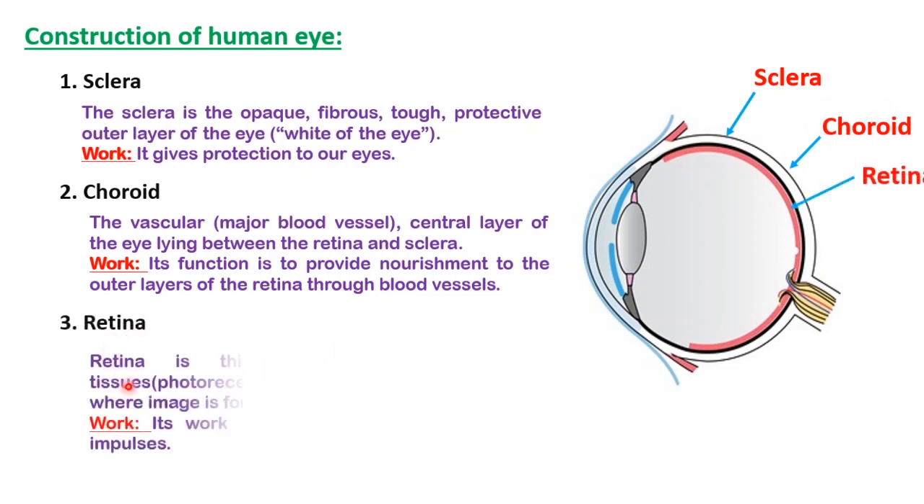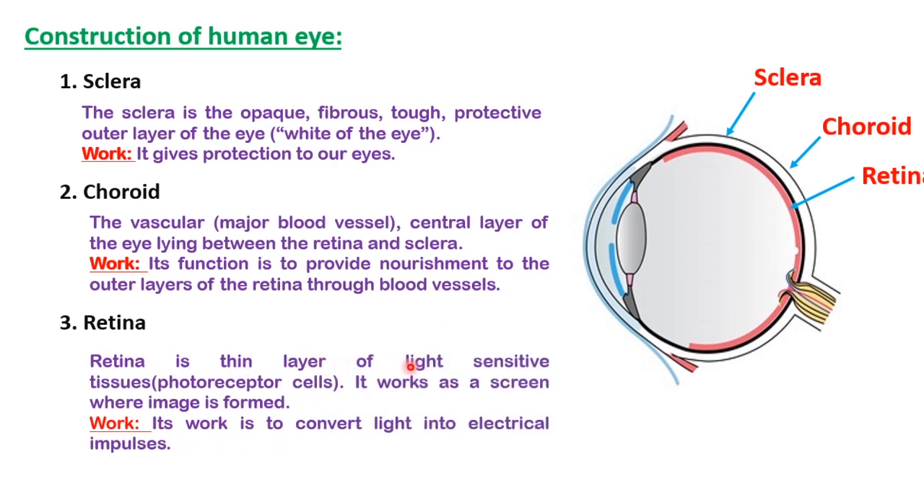Next is retina. The retina is a thin layer of light-sensitive tissues. There are many light-sensitive tissues, or we can say photoreceptor cells. It works as a screen where the image is formed. So the retina is just a screen where the image is formed. Clear? This is the lens. We know that by refraction an image is formed on the screen. So the screen is the retina for our eyes.